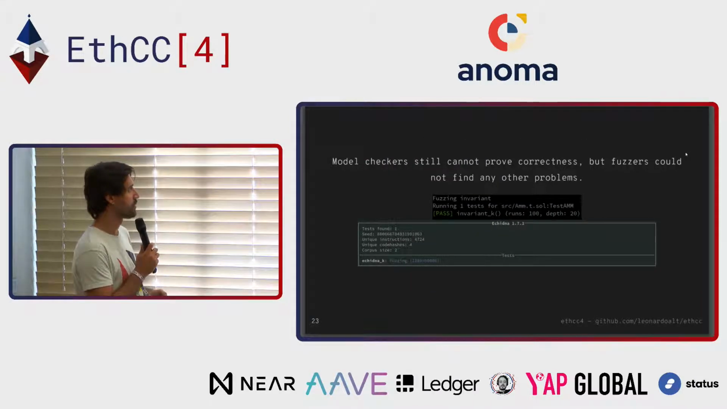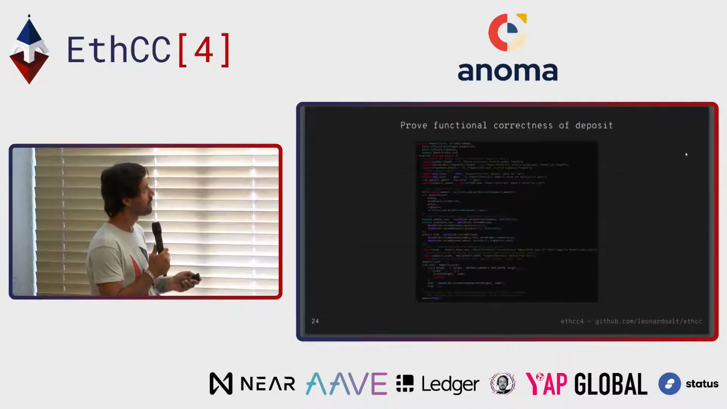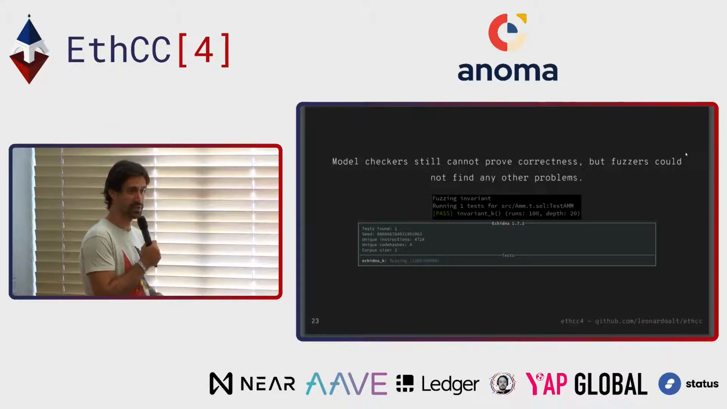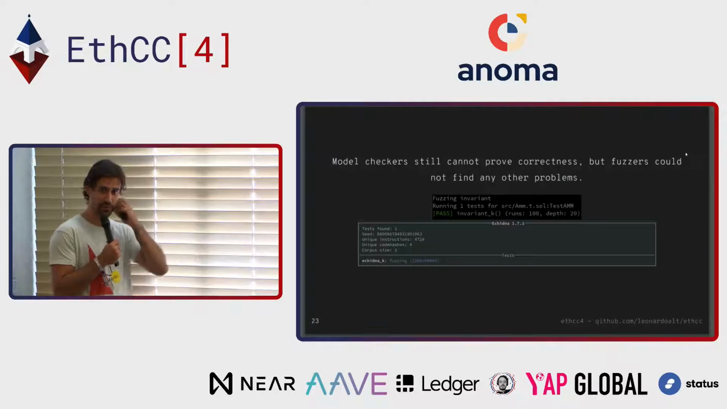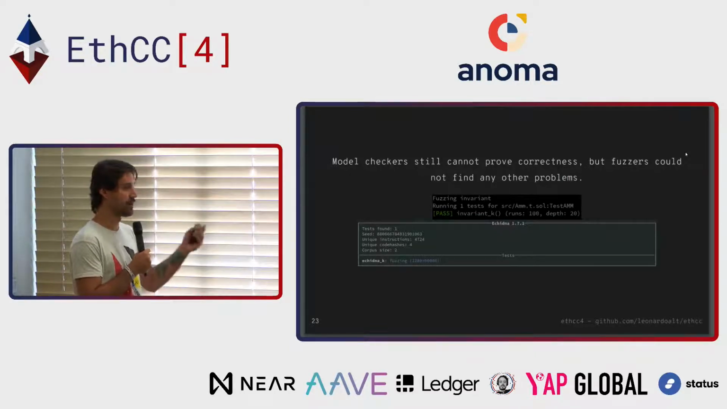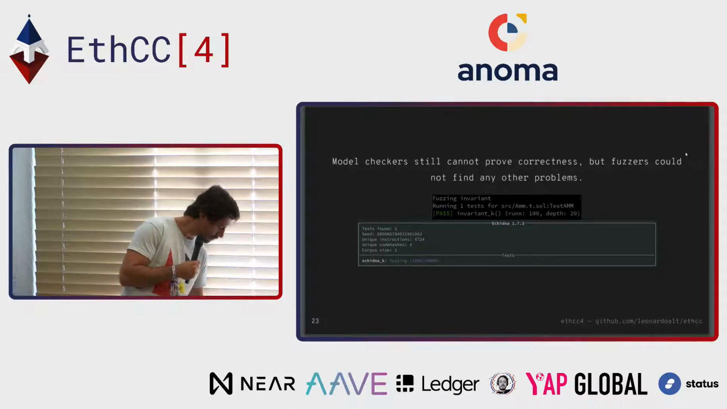So now both fuzzers say, okay, everything's fine. So that's as far as we got with this example. So the model checker still could not prove anything, but the fuzzers can now give us good confidence that it is correct.